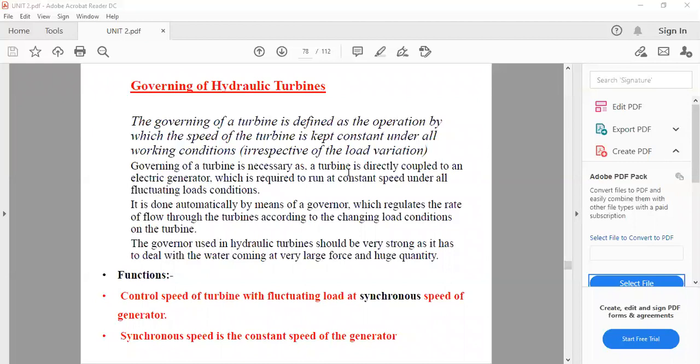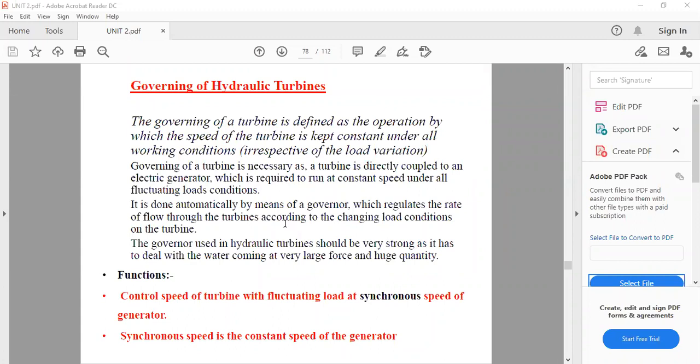working conditions. So governing of turbine is necessary as the turbine is directly coupled to an electric generator which is required to run at constant speed under all fluctuating load conditions. It is done automatically by means of a governor which regulates the rate of flow through the turbine according to the changing load condition on the turbine.